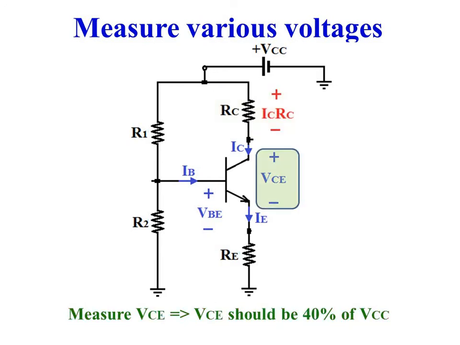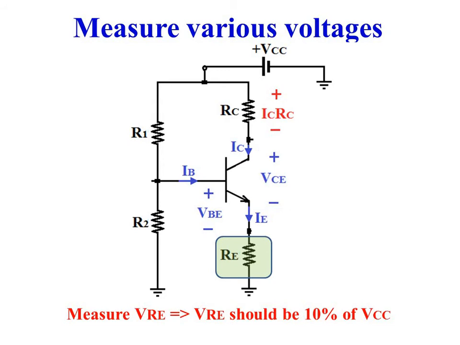Measure voltage between transistor's collector and emitter regions, and that should be 40% of VCC. So if VCC is equal to 12 volt, VCE must be around 4.8 volt. After this, next step is to measure voltage drop across emitter resistance Re. Voltage drop across emitter resistance Re must be 10% of VCC. So if VCC is equal to 12 volt, voltage drop across resistance Re, VRE, must be approximately 1.2 volt.